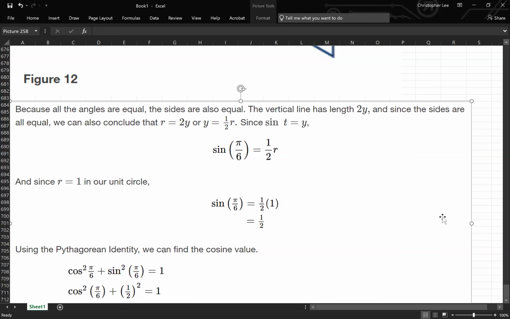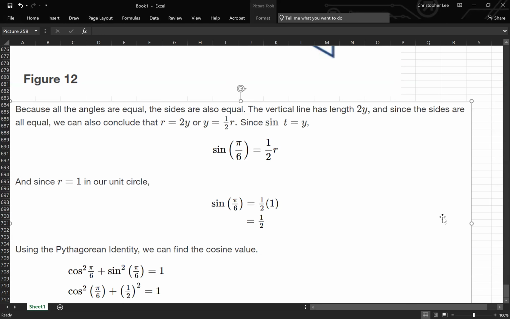The vertical line has length 2y, and since the sides are all equal, we can also conclude that r is equal to 2y. So y equals 1/2 r, since the sine of t is equal to y. So sine of pi over 6 is 1/2 r. Sine of pi over 6 is equal to 1/2 times 1, which is 1/2.